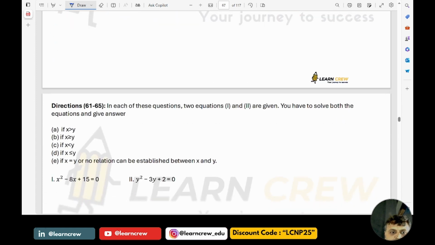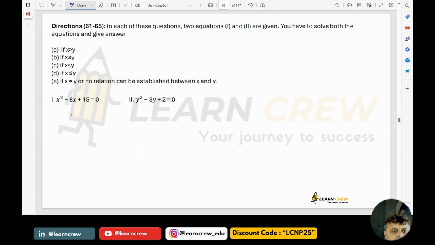Next. So here x square minus x is 3 comma 5 and y is equal to y square minus 3y plus 2. So y is equal to 1 comma 2. Definitely x is more than y. So option A. Then 65.